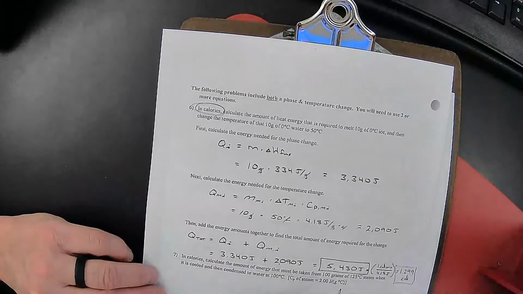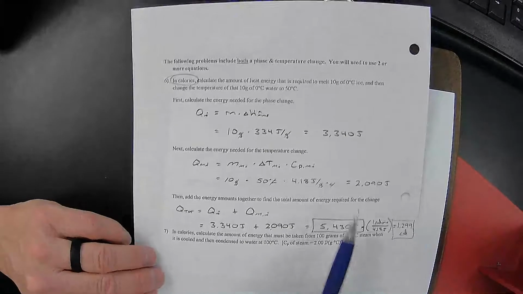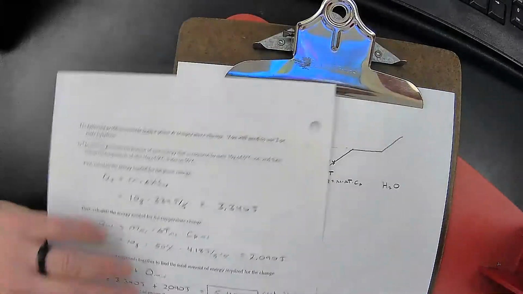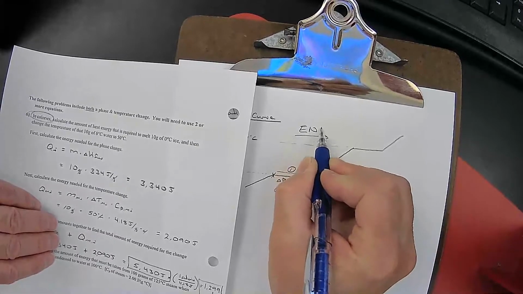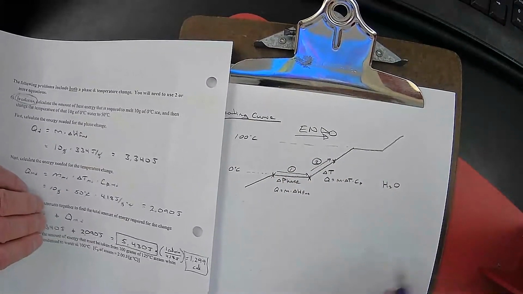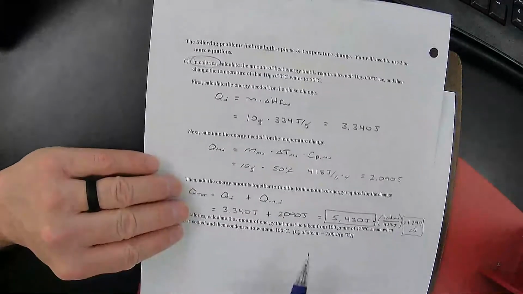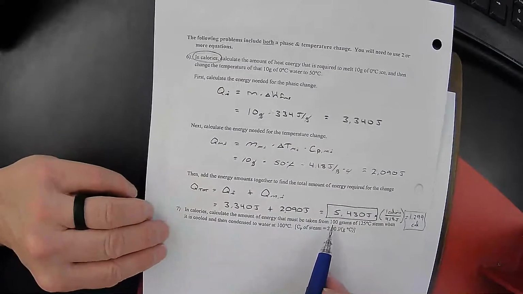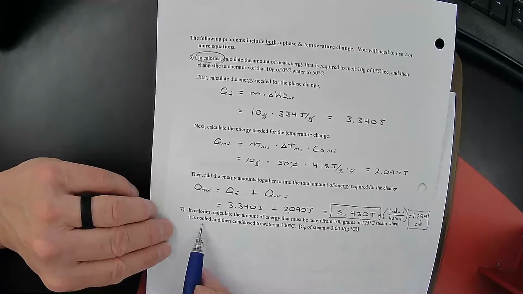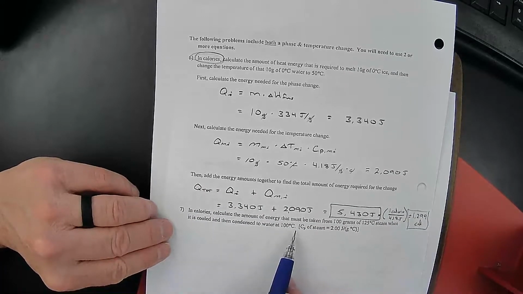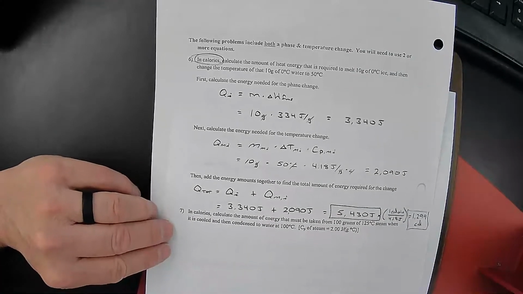It's an exothermic. This up here was an endothermic. We were moving in this direction, so it was an endothermic process. And now we're going to be going the opposite direction, taking energy out, so it's an exothermic. 100 grams of 125 degrees steam when it's cooled, then condensed to water at 100 degrees Celsius.